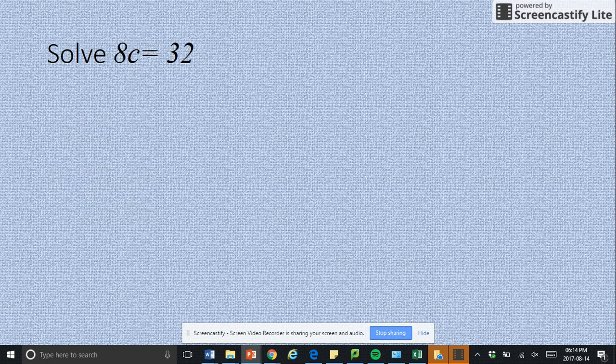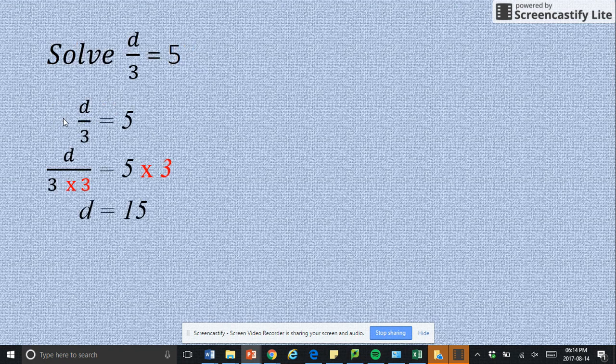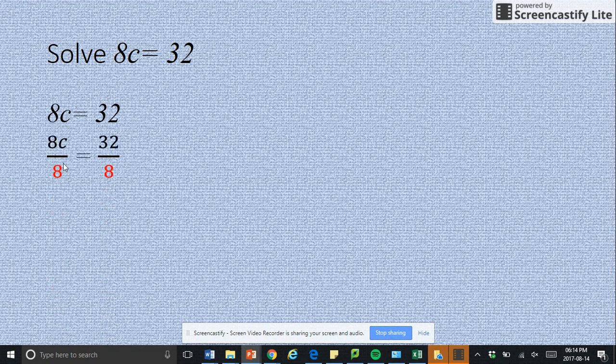Okay, now look at this one. What is happening to the 8 and the c? They're being times together. So what do we have to do? We have to do the opposite. So if that's 8 times c, we're now going to do 8c divided by 8. And what we do to this side, we do to that side. So those 8s get crossed off, and we're just left with c, and then we go 32 divided by 8. And that will give us an answer of 4.